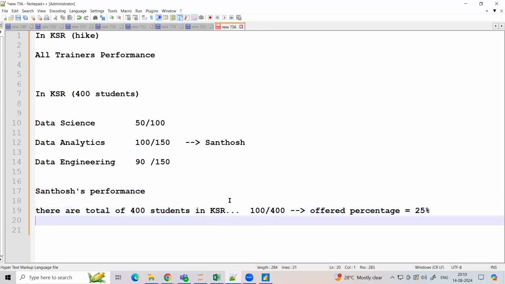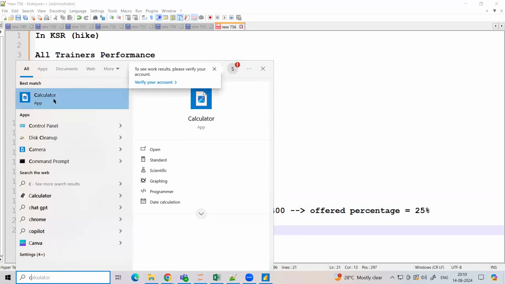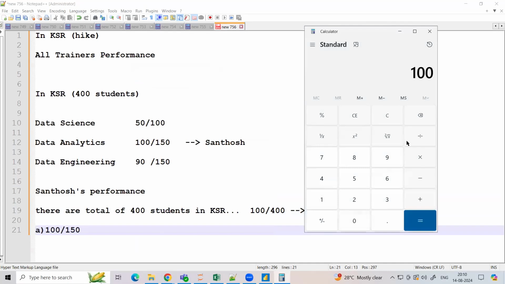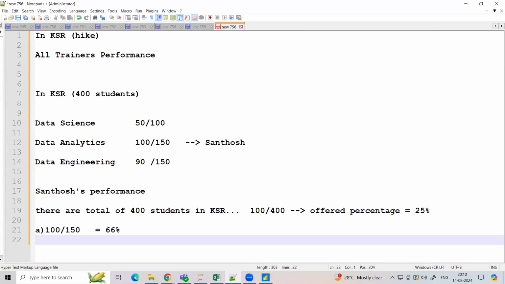We have to consider the trainer's students. This is the option for you: 100 divided by 150. What's the percentage? I'm very weak in maths. About 66.6. 100 divided by 150, so we'll get 66%. Is this correct? Or 100 divided by 400, the total KSR people, which is 25%?